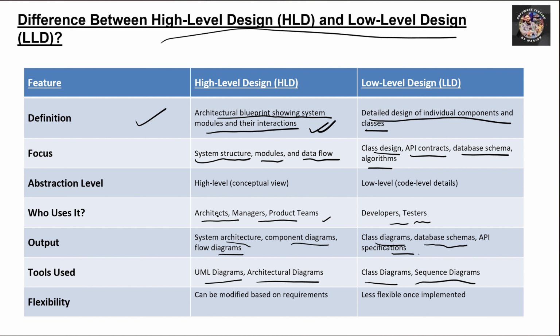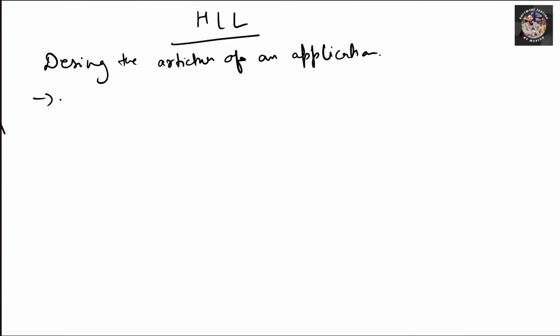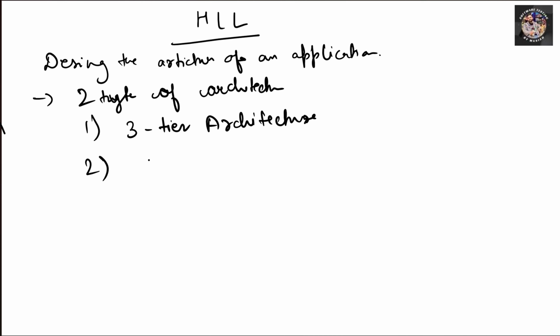So if we discuss the flexibility, high level design can be modified based on the requirement, and low level design is less flexible once implemented. So now let's discuss high level design. As from the definition, designing the architecture of an application is called high level design. There are mainly two types of architecture. First is three tier architecture, second is n tier architecture.